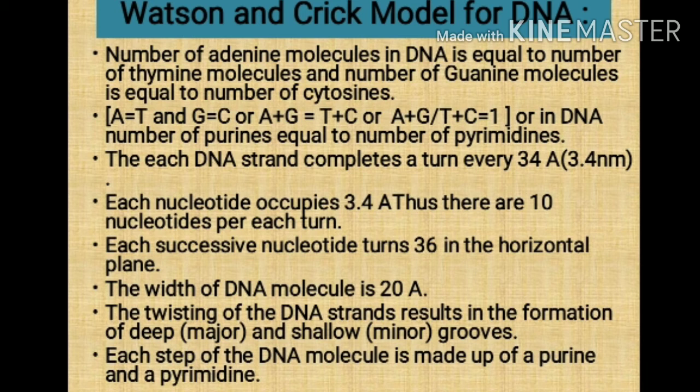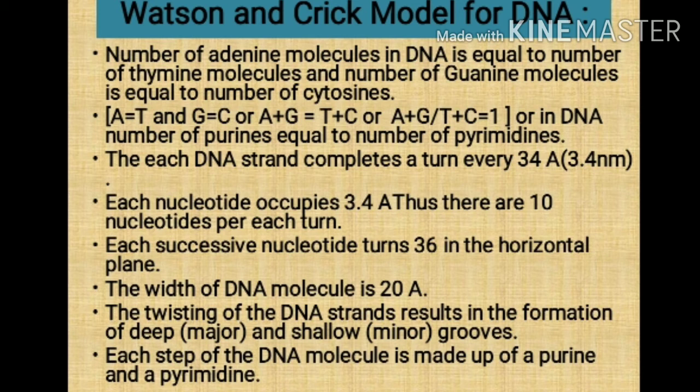The twisting of the DNA strands results in the formation of deep groove or major groove and shallow or minor grooves. So deep and shallow grooves are there in the DNA alternatively. Deep groove followed by shallow groove, and deep groove and shallow groove, they alternate in the strand. The twisting of the DNA is resulting in the formation of deep and shallow grooves.